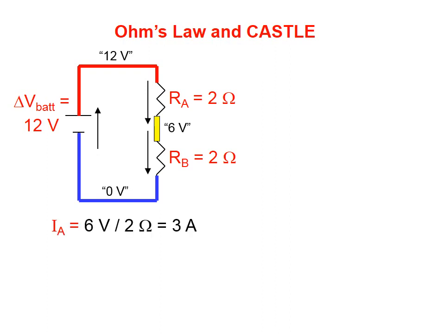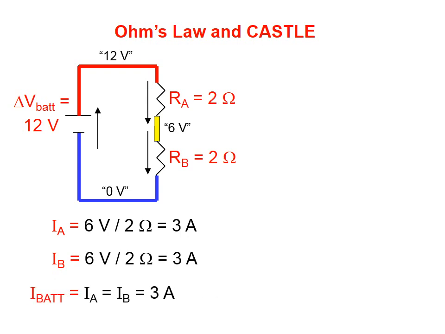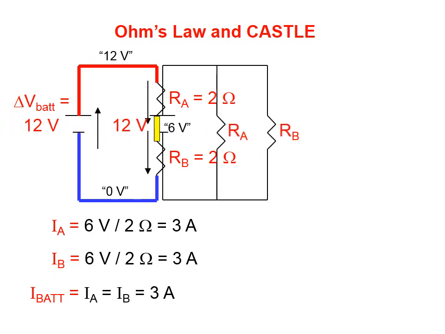The current going through resistor A is going to be, according to Ohm's law, the pressure difference across resistor A, 12 on one side, 6 on the other, so the difference is 6, divided by the resistance, which is 2 ohms, so 3 amps. Similarly, for resistor B, the pressure difference is going to be 6 volts, 6 volts on one side of resistor B, 0 volts on the other, so the difference is 6, divided by 2 ohms, 3 amps, just like we expected. And the current going through the battery will also be 3 amps.